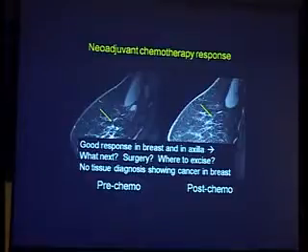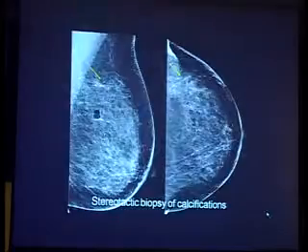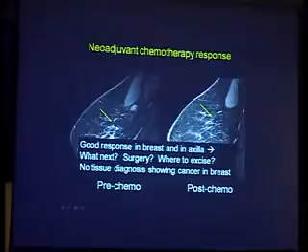What next? Surgery. But where do you excise? Remember, we haven't proven with tissue diagnosis, with biopsy, that there is cancer in the breast itself. Okay? So what happened is that the surgeon says, do something. Okay, I want you to prove it is in the breast.